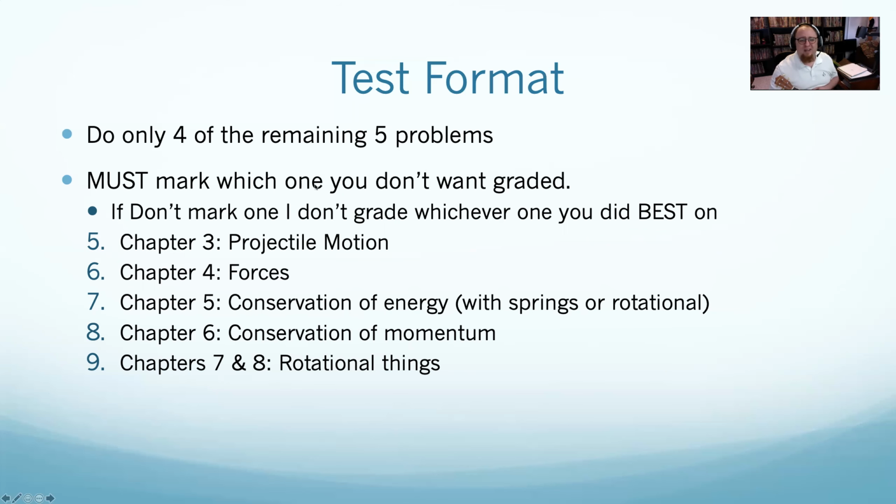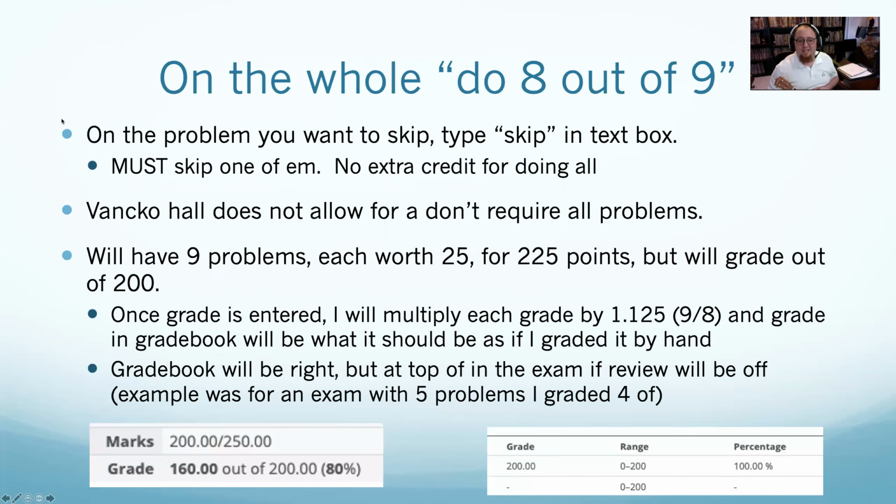Of note, Vanco Hall doesn't really have a good way to do 8 out of 9 problems. For the last 5 problems, I'm going to leave a text box visible on the problems. And the one you want to skip, you just write skip in the text box. That's all it is. Vanco Hall grades it really weird. It's going to do some messed up things with the grade. If you look on the actual exam, it'll mark things in a weird way.